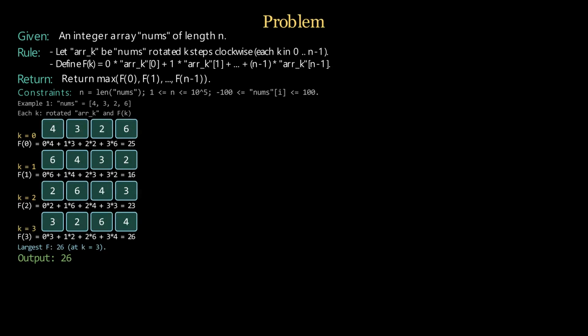Given an integer array, nums, of length n. For each k, build the rotated array arr_k, multiply each entry by its index, add. Return the largest such sum over all k.